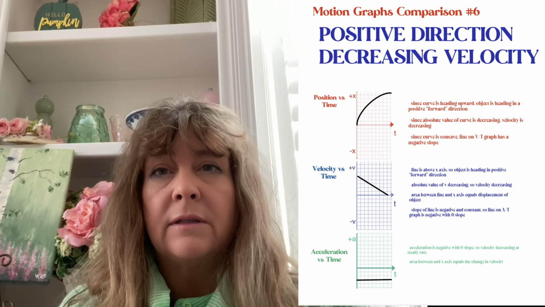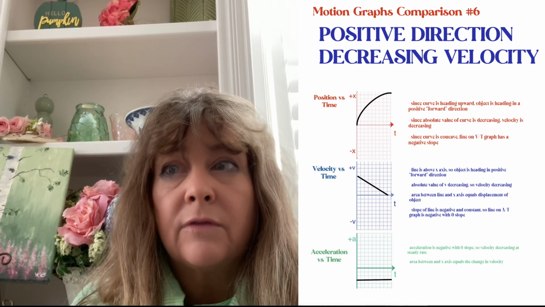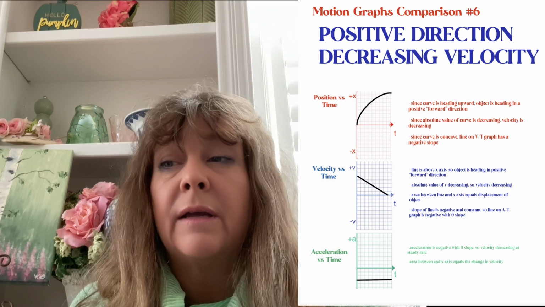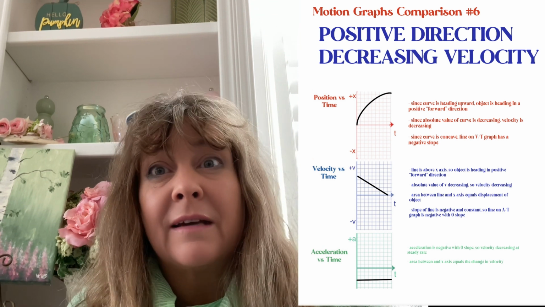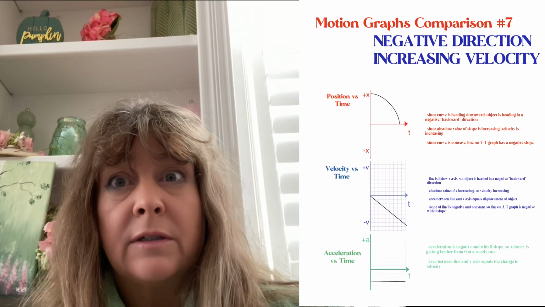Okay? And then going down to the acceleration versus time graph, the acceleration is negative with 0 slope, so the velocity is decreasing at a steady rate, and the area between the curve and the x-axis equals the change in velocity. Okay, and lastly, we have motion graph comparison number 7.